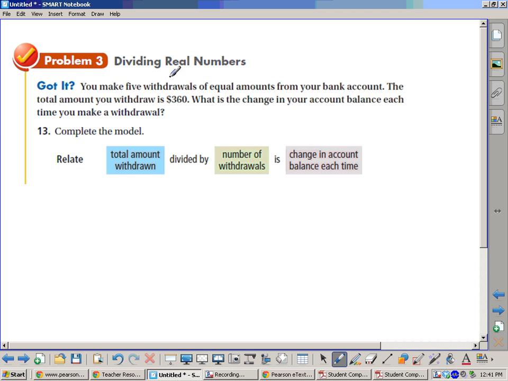Now we're going to deal with kind of an application problem here. If we're going to divide real numbers, we're going to have 5 withdrawals. Now, to withdraw something is just to subtract it. We're taking something out. So we're subtracting out equal amounts from your bank account. So the total amount withdrawn is 360. I kind of covered it up here, but that's 360. So 360 is our total amount.